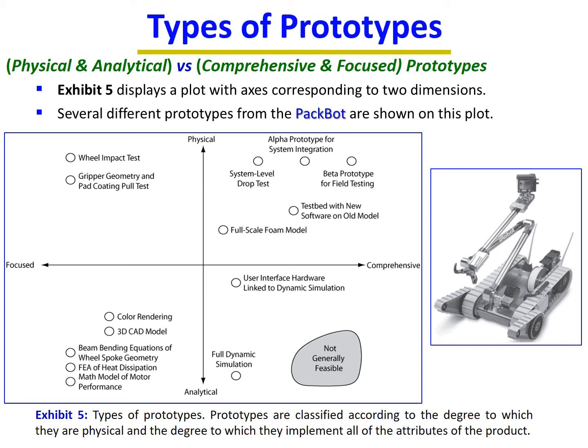We are continuing with types of prototypes, and this is sort of a comparison, right? Physical and analytical on one side, comprehensive and focused prototypes on the other side. This versus that, right? Exhibit 5 displays a plot with axes corresponding to 2 dimensions: physical, analytical, focused, comprehensive. Several different prototypes from the PackBot are shown on this plot.